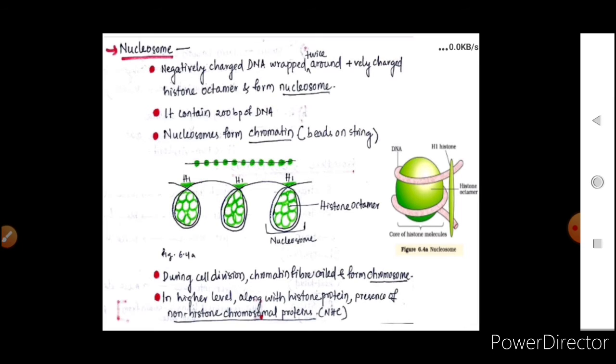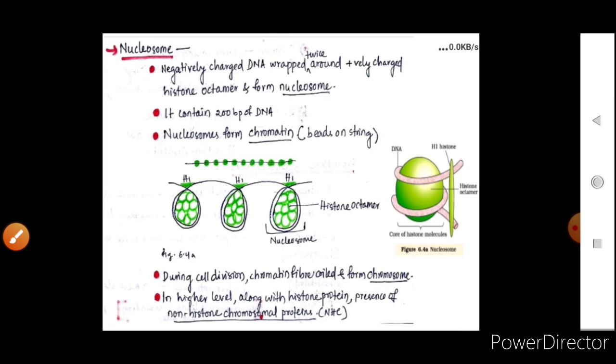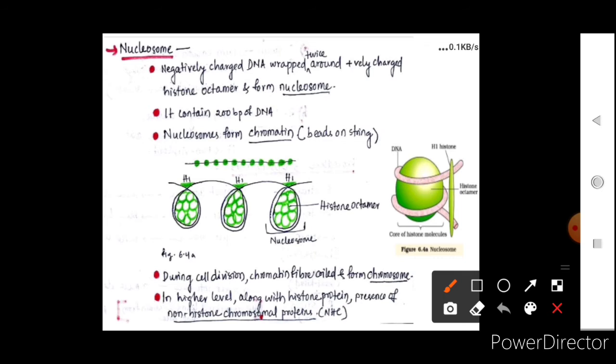Now during cell division, the chromatin fiber is coiled to form the chromosome. So we have seen that both the chromatids are formed, the DNA gets doubled but the chromosome number remains the same, which occurs because of the formation of the chromosome. Now at a higher level, along with histone protein, the presence of non-histone chromosomal protein is also important in the packaging of the DNA.